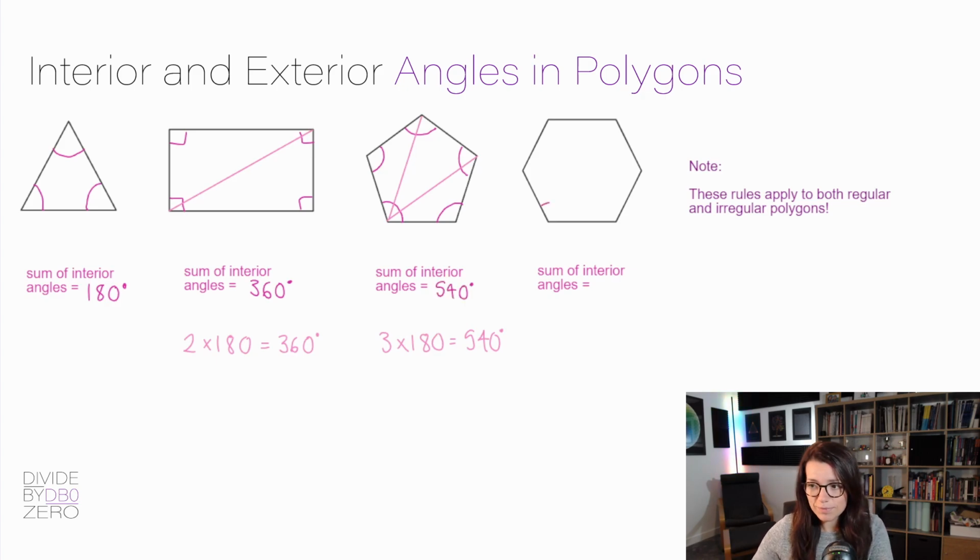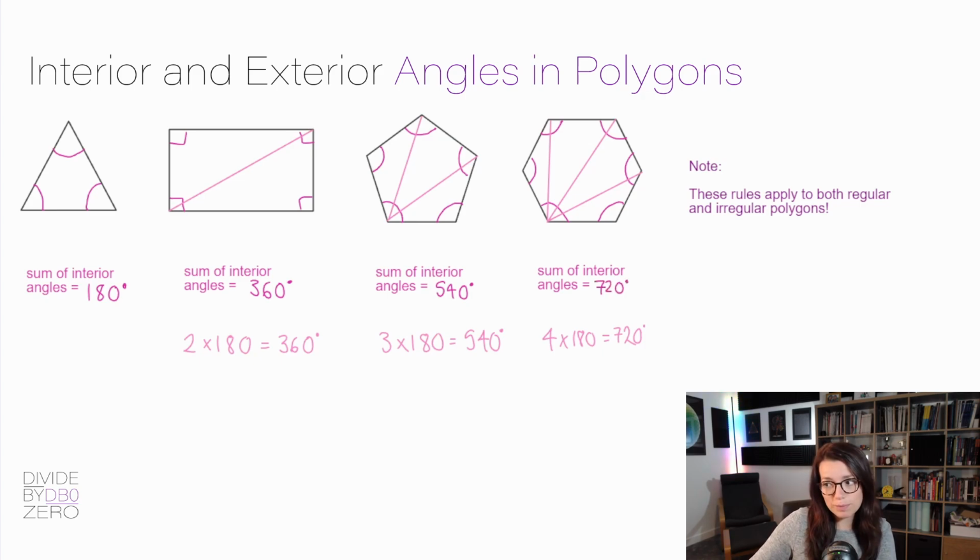Looking at the hexagon, so 6 angles inside a hexagon, seeing how many triangles you can fit in there. We can do 1, 2, 3, and then 4. So in this case, 4 times 180 is 720. So the sum of interior angles inside a hexagon is 720. The note here says these rules apply to both regular and irregular polygons, so that's good to know.